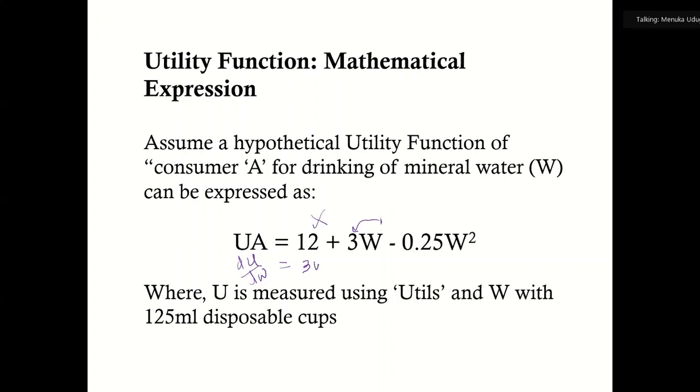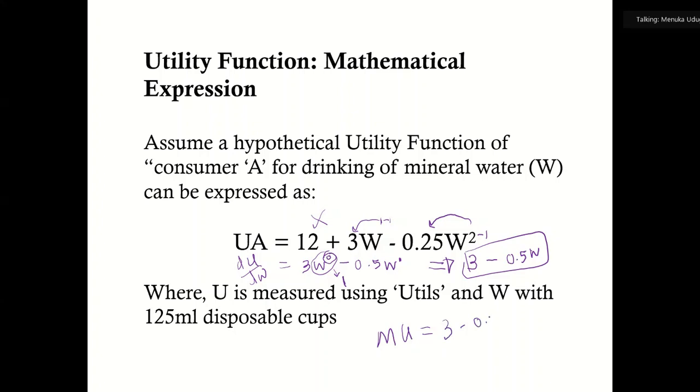Right? So 3W. Then you take away 1 from the exponent, we get 0. Okay? Multiply 0.25 by 2, you get 0.5 W. But this is not stable because we cannot write 0 as an exponent. So W to the power 0 is 1. So 3 times 1 is 3, minus 0.5 W. Don't write 1 as an exponent. Right? So the marginal utility function is 3 minus 0.5 W.